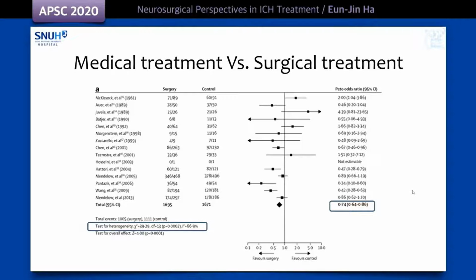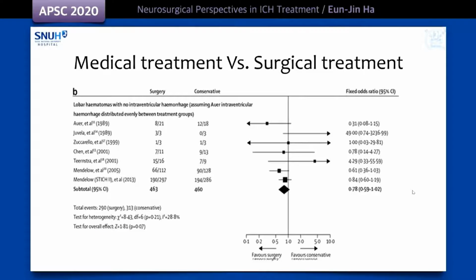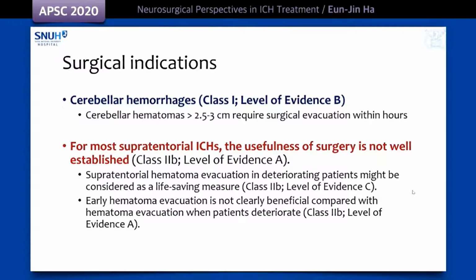Although statistically significant, heterogeneity is so high. In some subgroup analyses, it is not statistically significant. Therefore, in the current guideline, surgery is not recommended for supratentorial intracranial hemorrhage firstly. However, can we definitely ignore the role of surgery, which is currently not recommended by the guideline and has not been proven beneficial in various RCTs?